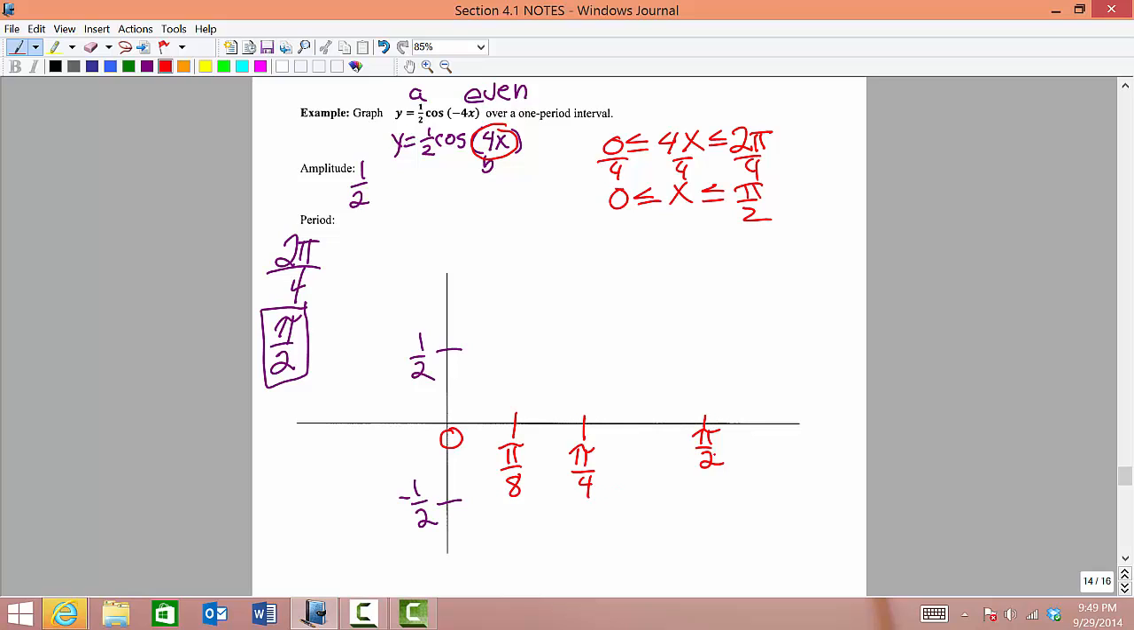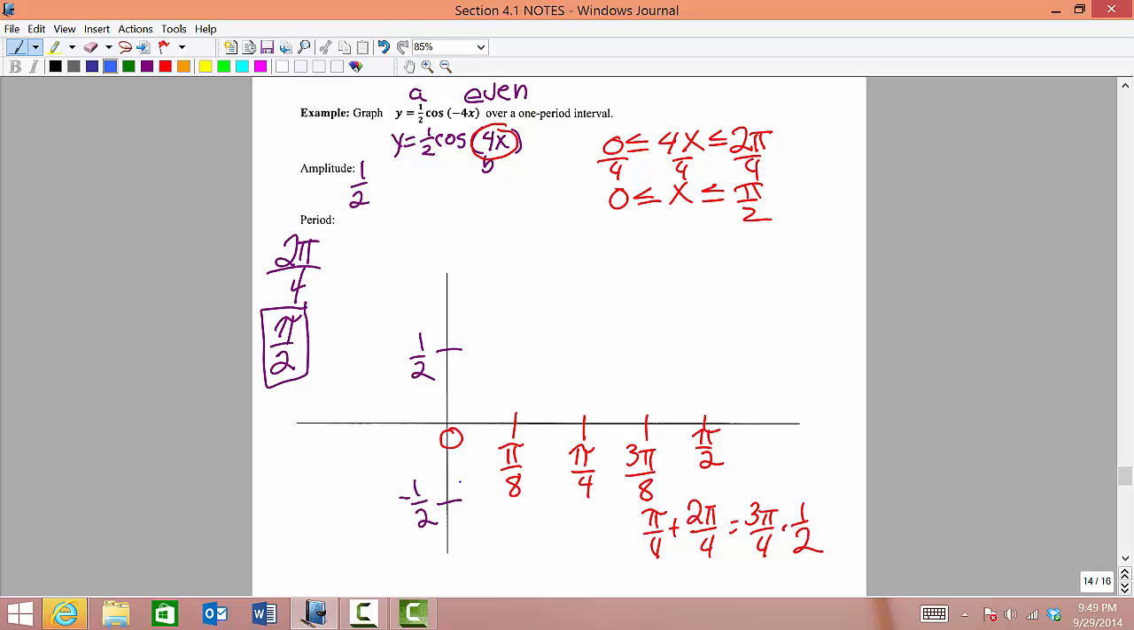Pi over 4 plus pi over 2. We're going to give them the same denominator. That's pi over 4 plus 2 pi over 4, 3 pi over 4, and then we multiply by 1/2. So that would be 3 pi over 8. We have all of our x values, our 4 equal segments for the x-axis.